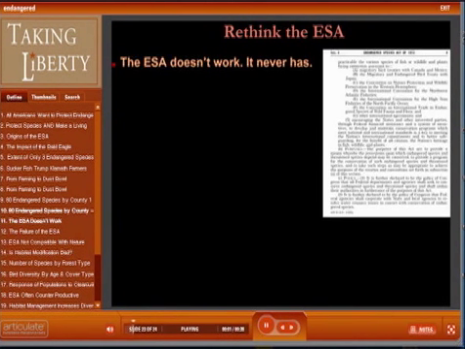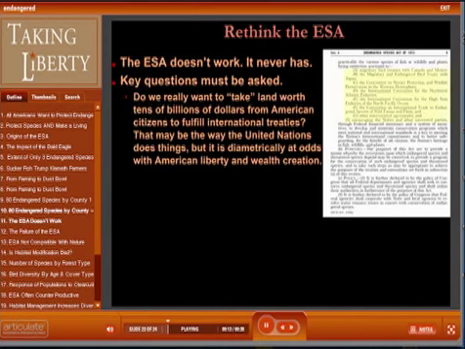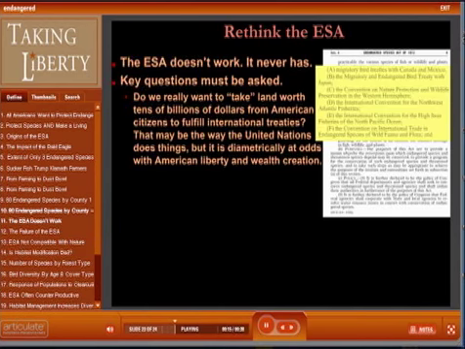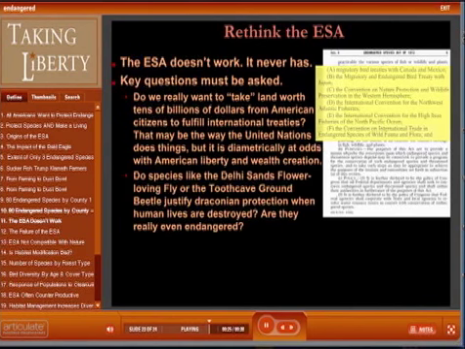After more than 30 years, it is clear the Endangered Species Act doesn't work. It's time to get rid of or completely overhaul the ESA. In doing so, we must ask key questions. Do we really want to take land worth tens of billions of dollars from American citizens to fulfill international treaties? The ESA is diametrically opposed to the principles of American liberty and wealth creation.